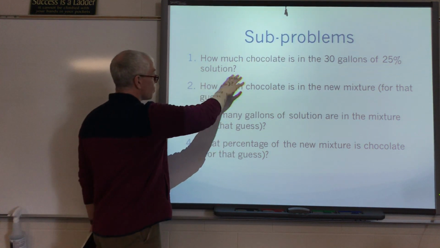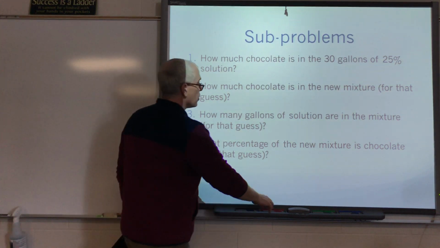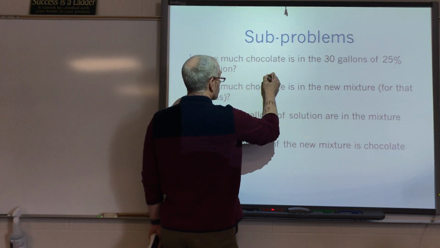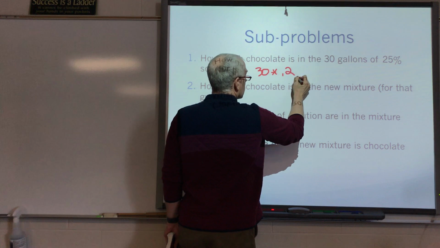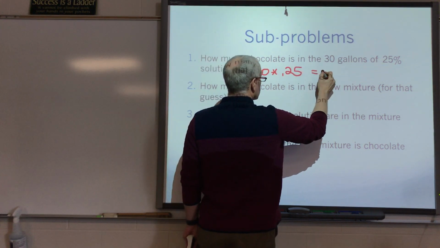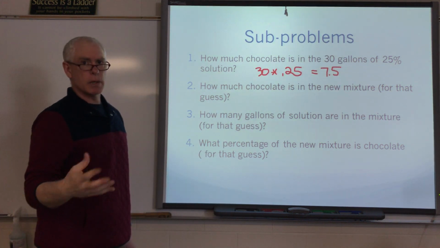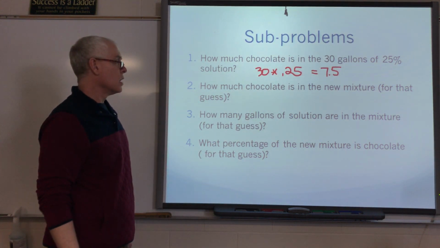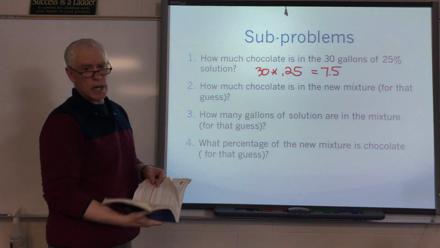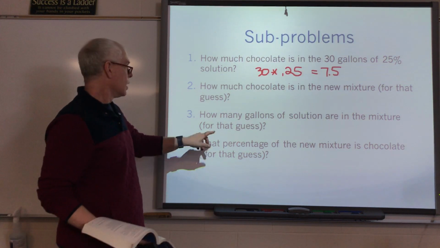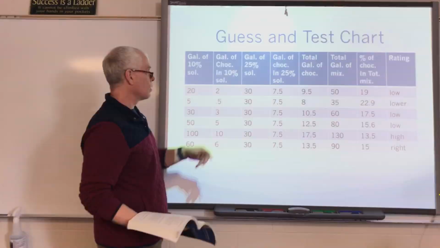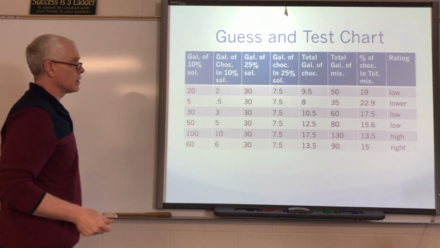Okay, so the first one we can figure out. 30 times 0.25 is 7.5 gallons. So that one we know, and that's going to be constant throughout the guess and check chart. But the rest of it's going to change depending upon what our guess is. So I put together a chart on the next one that you can look at. This is just kind of how I set it up.